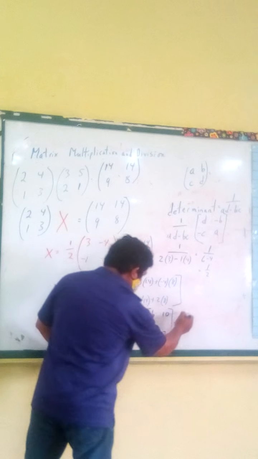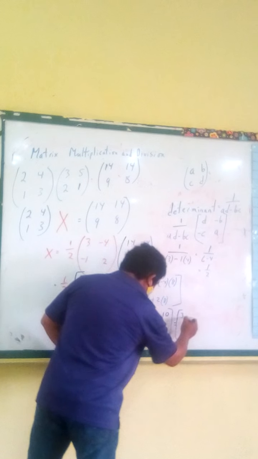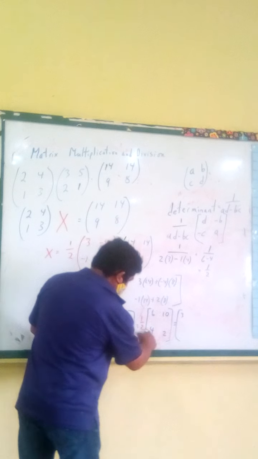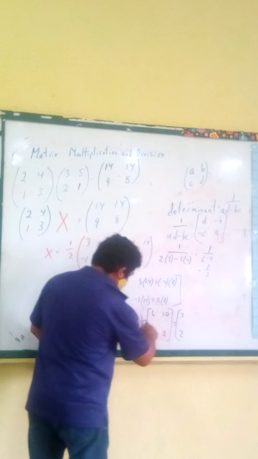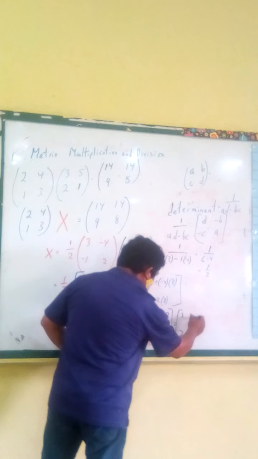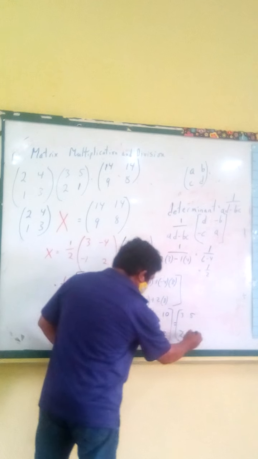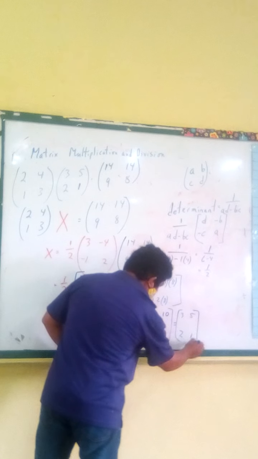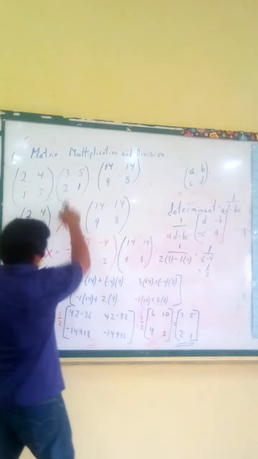6 times half will give us 3. Half times 4 will give us 2. Half times 10 will give us 5. Half times 2 will give us 1. This is the same matrix as what we have right here.